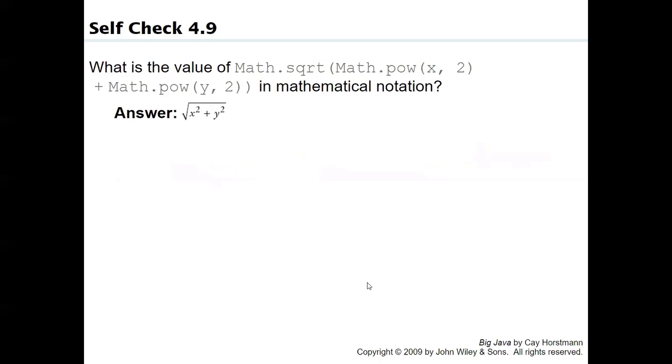Another self-check. What is the value of Math.sqrt(Math.pow(x, 2) + Math.pow(y, 2))? Well, basically, again, it looks like the Pythagorean theorem. Hopefully I'm getting that right. I actually read a whole book on the history of mathematics. You'd figure I'd know these equations like the back of my hand, but it's been a while since I read the book. But x squared plus y squared, take the square root of that.